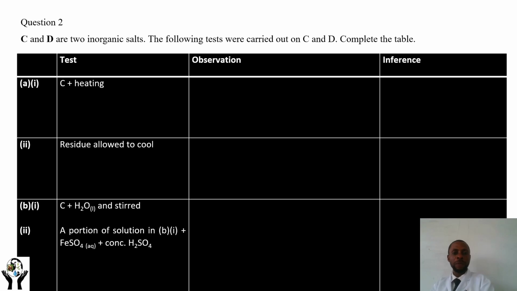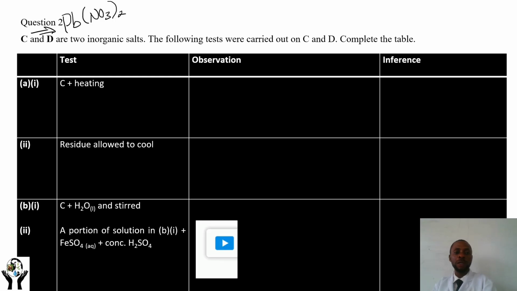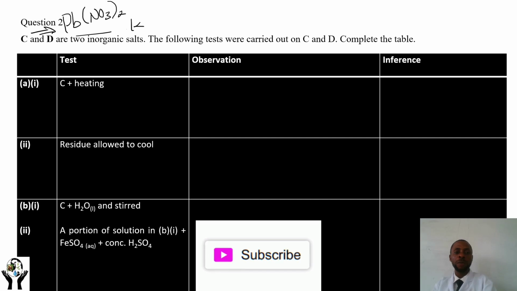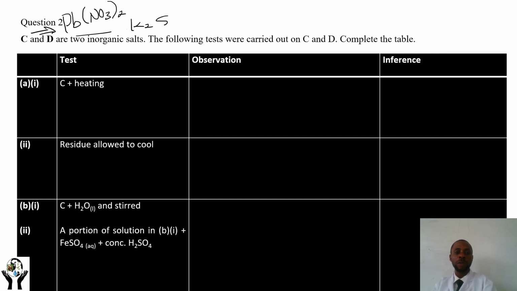So to analyze this particular salt, we have sample C and D. The sample C is actually a salt of lead nitrate, that's Pb(NO3)2, and the sample D is a sort of potassium sulfate or potassium sulfite, K2SO3. However, you don't know this component of salt; you are expected to analyze them to identify the component ions in each of those salts.